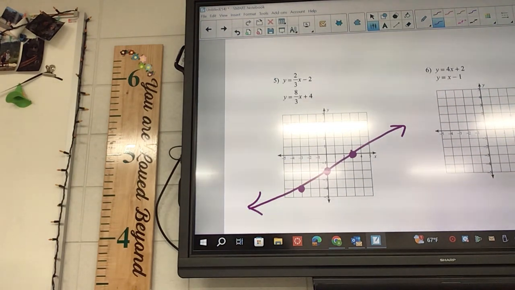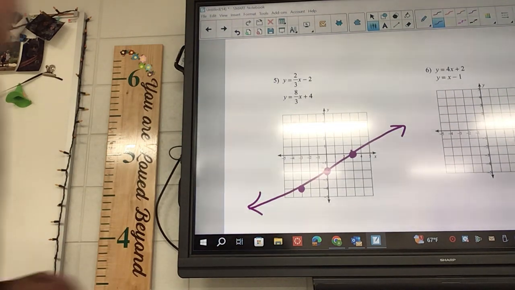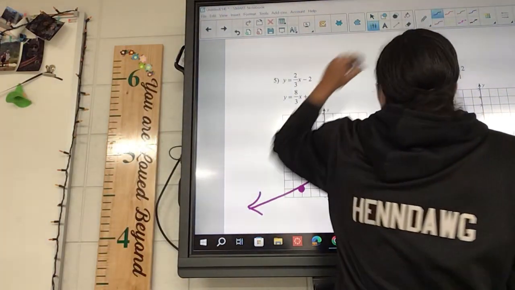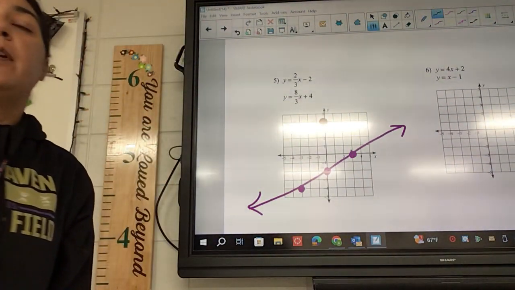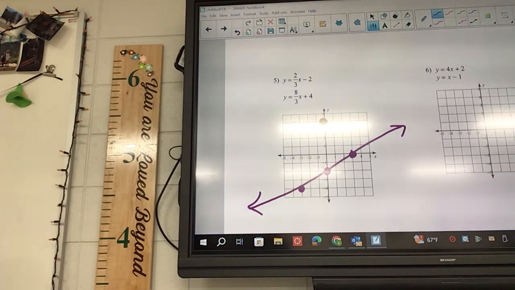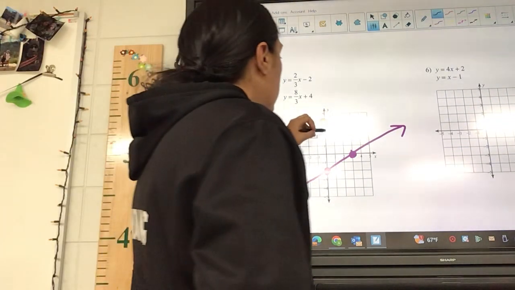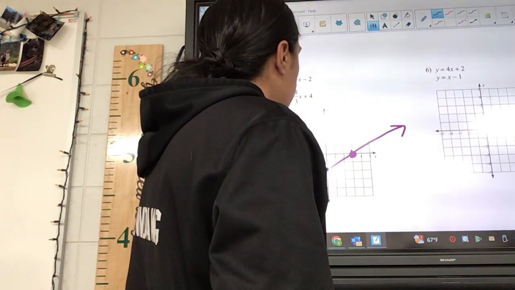Okay, line 2, where does it start? 4. It starts at 4. So go to the 4 and make your dot. What is my slope? 8 over 3. Can I go up 8? No. Okay, now here's where it gets tricky is when you're forced to go down, okay? So we're gonna go down 8. 1, 2, 3, 4, 5, 6, 7, 8.